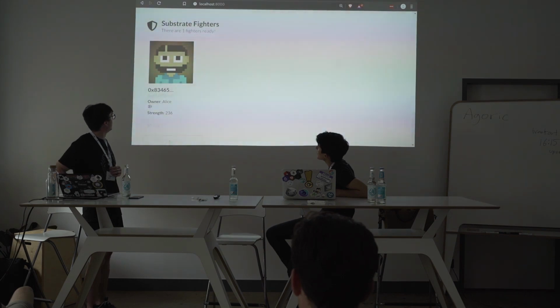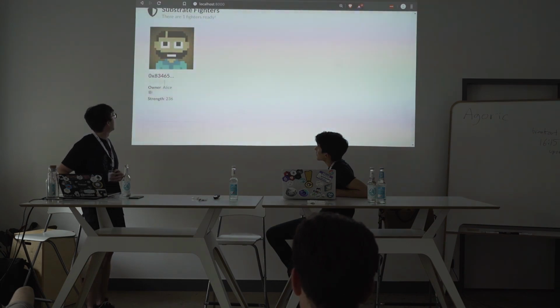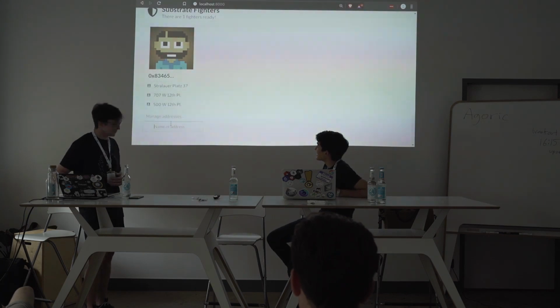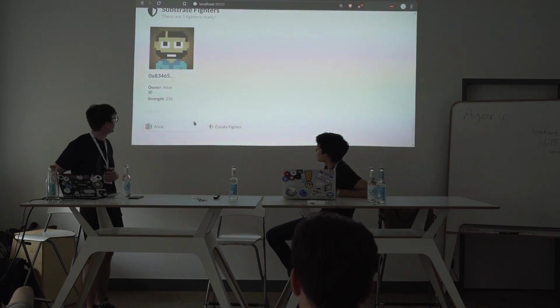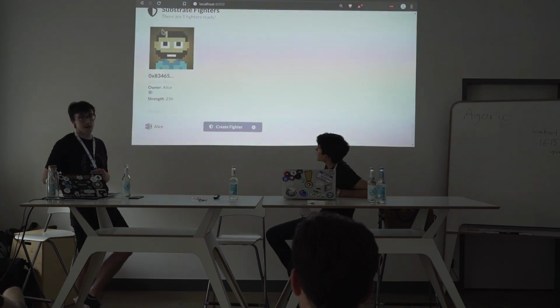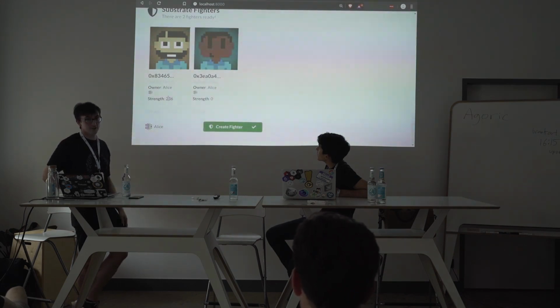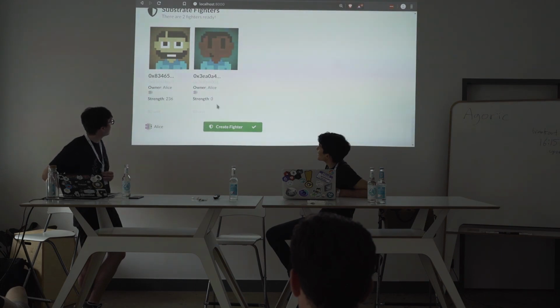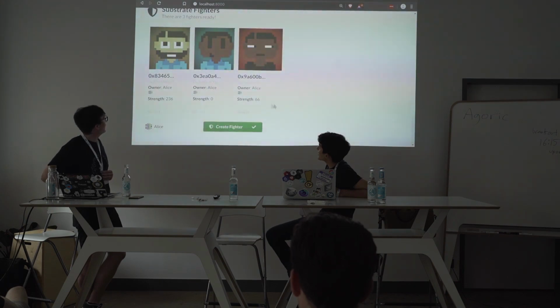Okay, there we go. So I created a non-fungible token, more or less. I'll actually need two of them, so I'll create another. It's basically just this avatar-looking thing with an integer attached that I'm calling strength. So here's another one, and this one has the strength of 0. And here's a third with the strength of 66.